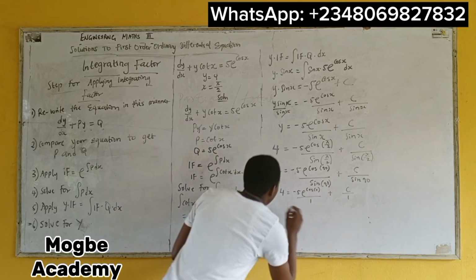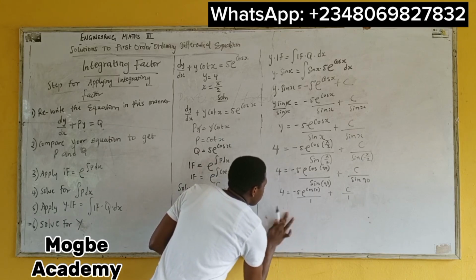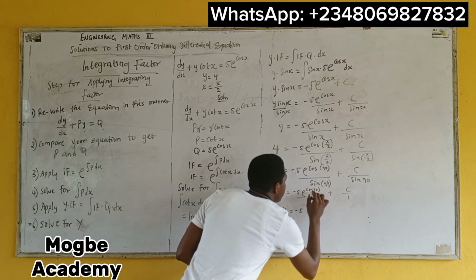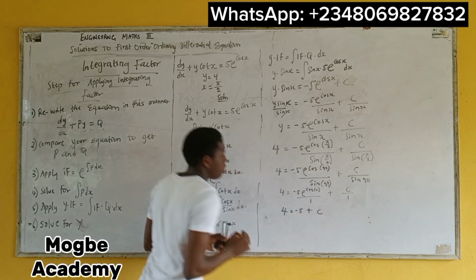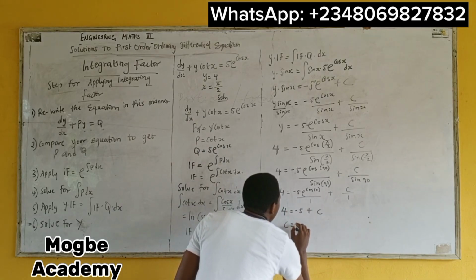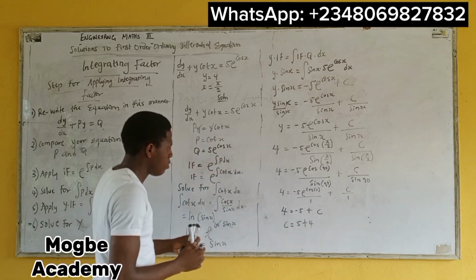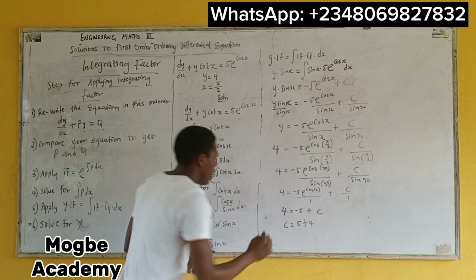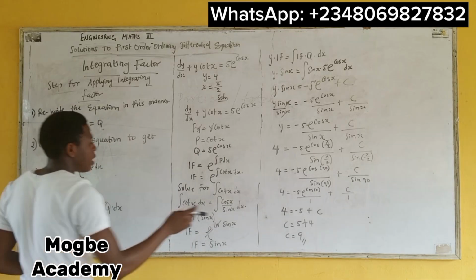So if you do that, what are you left with? You are left with 4 equal to minus 5. Anything raised to the power of 0 is 1. So minus 5 plus c. So making c stand alone, c is equal to 5 plus 4. Now you can take this to the other side of the equation. C equal to 5 plus 4, and c is equal to 9. So we've gotten our constant to be 9.